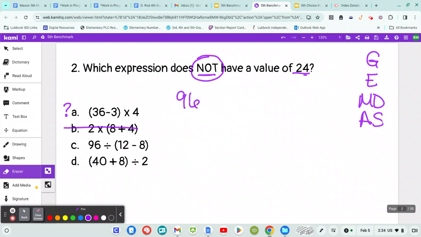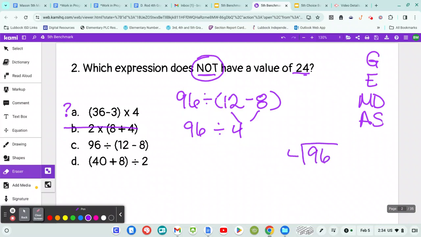Now let's look at C. I have 96 divided by 12 minus 8. So let's solve with our grouping symbols. It tells us the weak team gets to go first. This time I have 12 minus 8 gives me 4. And now I have 96 divided by 4. I do need to do this step.